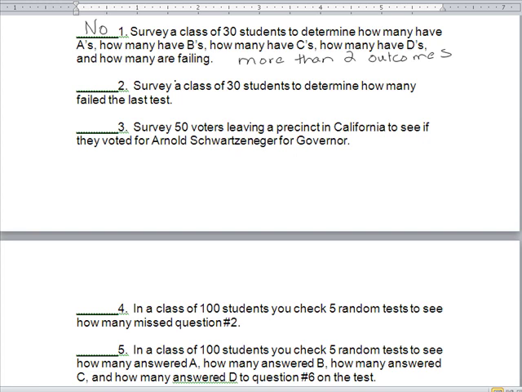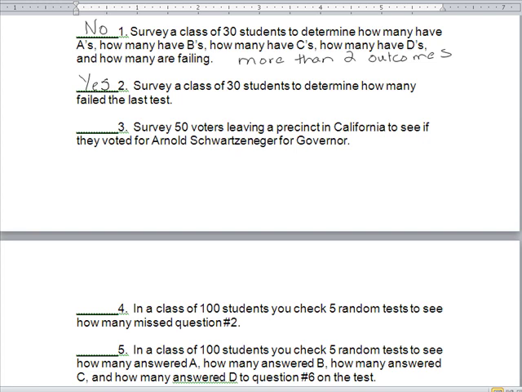Okay, that would be a probability distribution. We might actually survey several classes of 30 students to record how many failed the last test. And so we do have 2 outcomes. Either they failed it or they did not fail it. So that would be a binomial case.